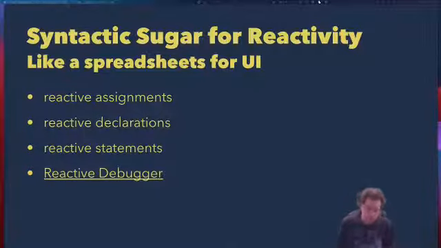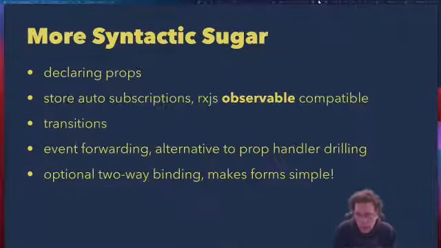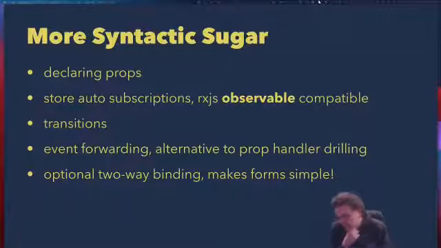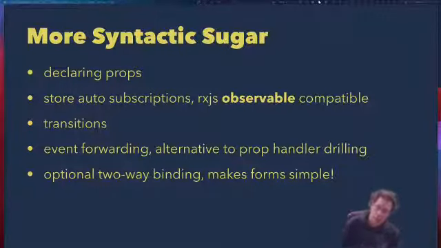So it's pretty slick. There's lots of syntactic sugar for declaring props, and for stores automatically subscribing and unsubscribing. All of the data stores are RxJS observable compatible, which is kind of cool if you're familiar with RxJS or not. There are some neat properties you can do with it. Svelte has huge support for doing transitions, which is pretty slick. So it's great for doing animations.